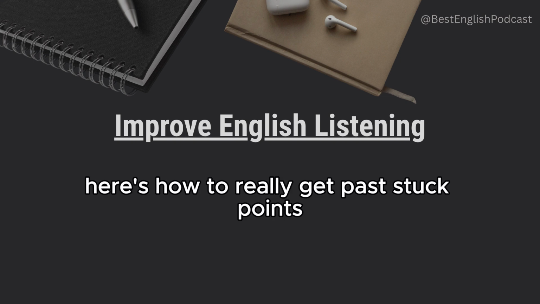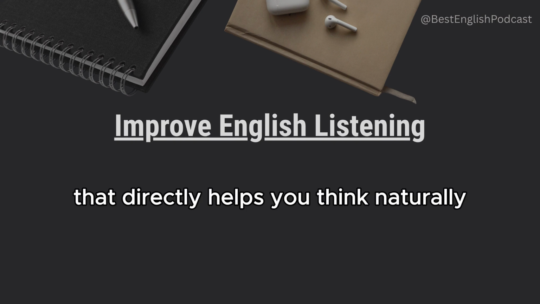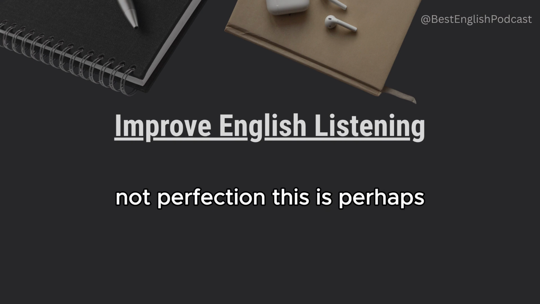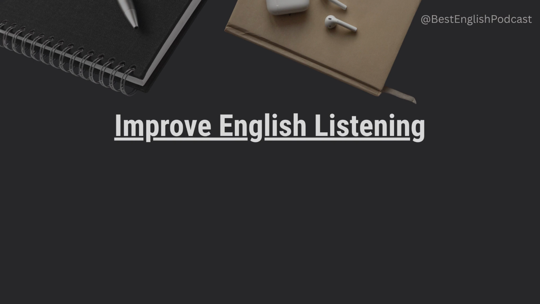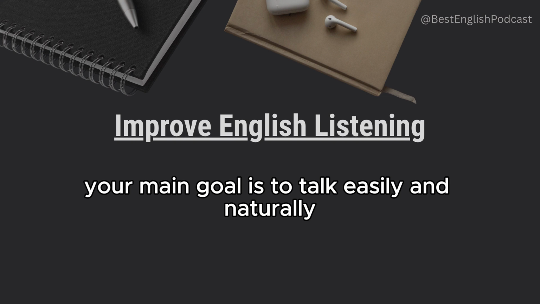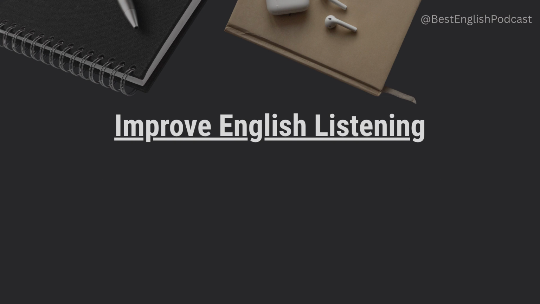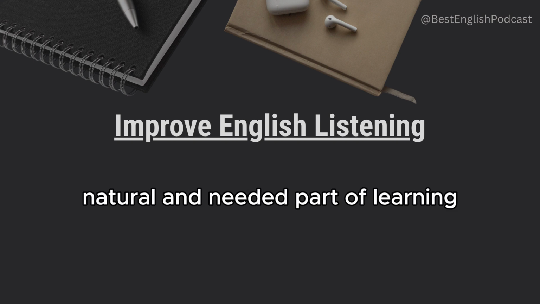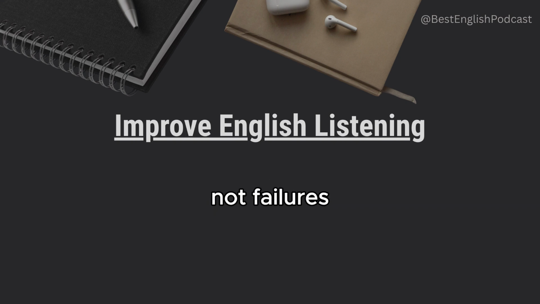Here's how to really get past stuck points and build strong, unshakable confidence that directly helps you think naturally in English. Focus on progress, not perfection. This is perhaps the single most important way to change how you think when you're aiming to think in English. Your main goal is to talk easily and naturally, not to speak like a robot who has learned every rule perfectly. Understand and accept that mistakes are a totally natural and needed part of learning. In fact, they are helpful signs for getting better, not failures.